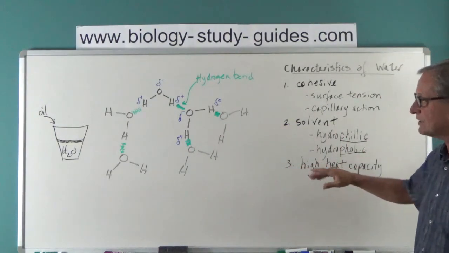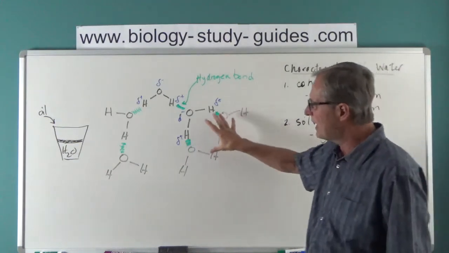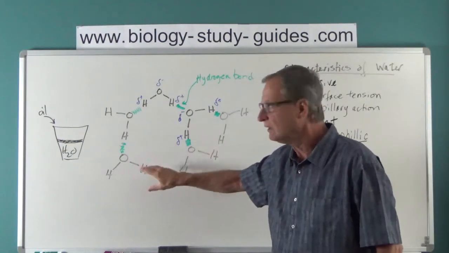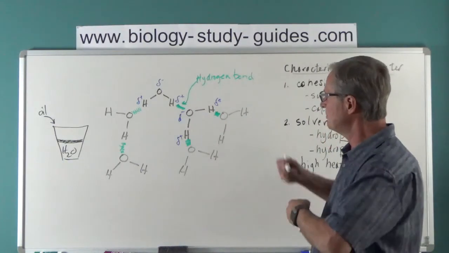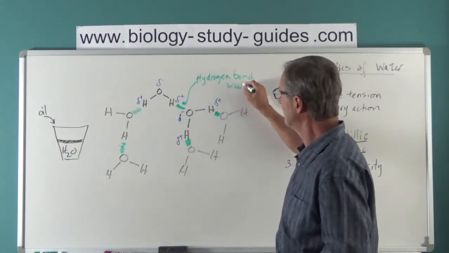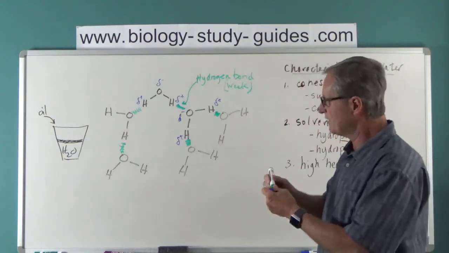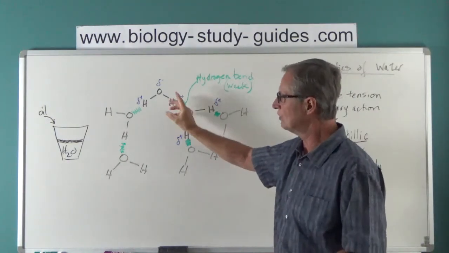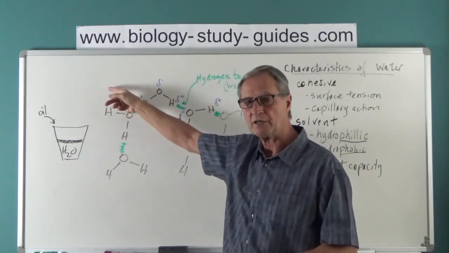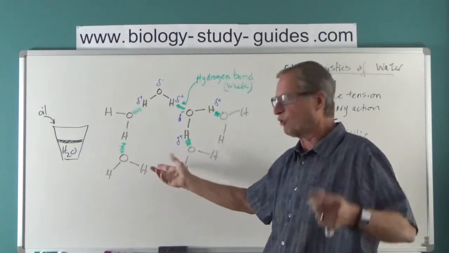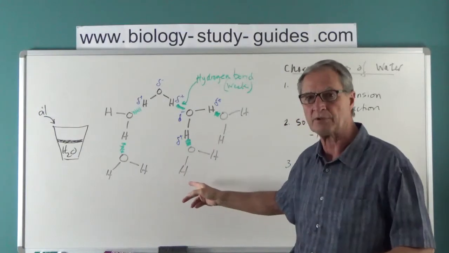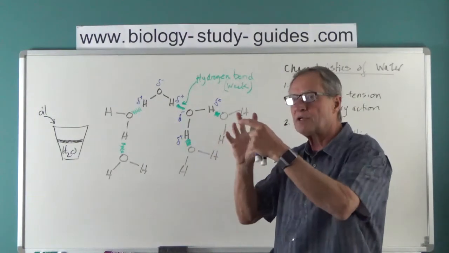The reason it does is because these bonds are flexible. They're very weak bonds. They're not a strong bond. So if this bond breaks, this molecule can twist around and attach to another one over here. Or if this one breaks, this molecule floats around and it attaches over here, for example. But it's always hydrogen bonded together.